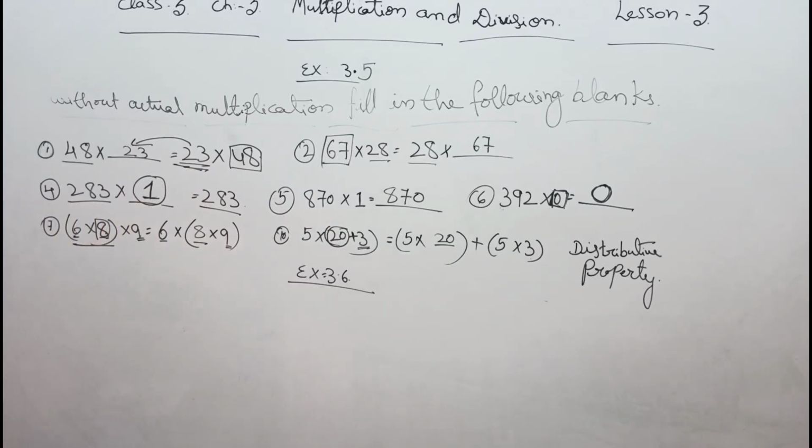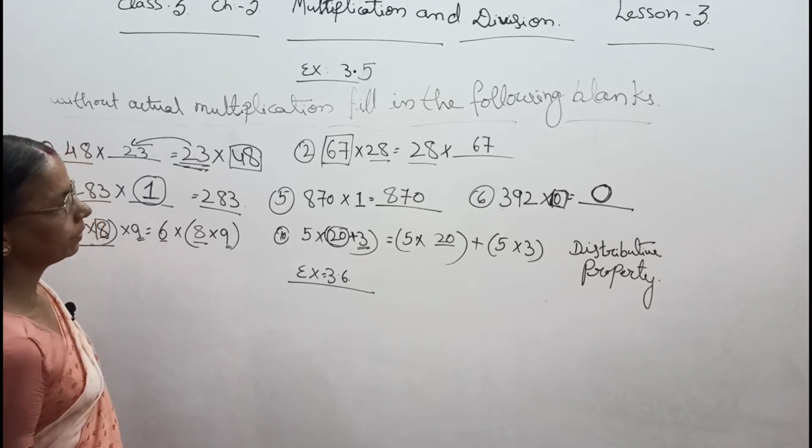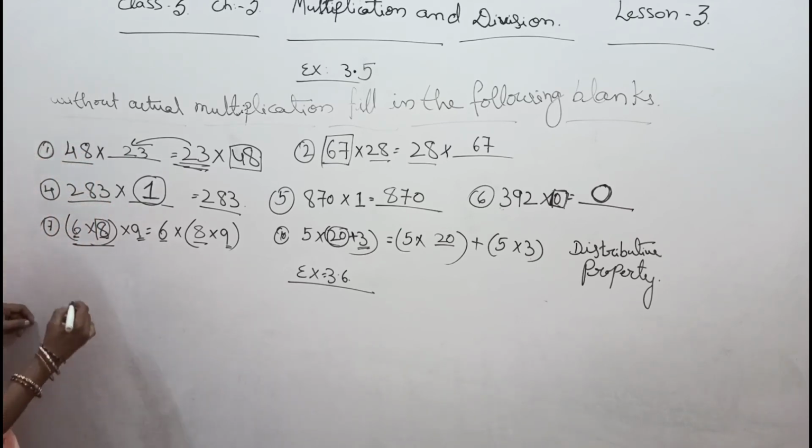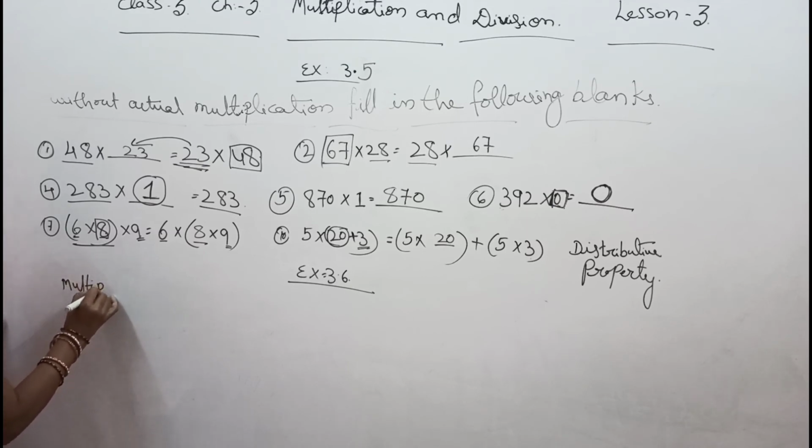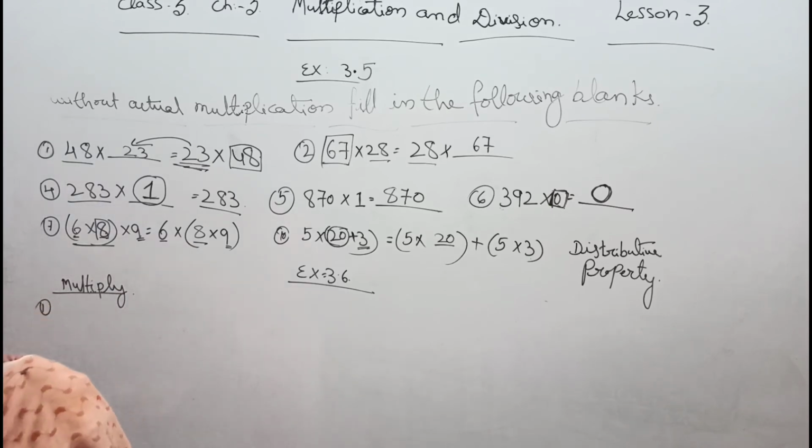Multiply. Up to this we have multiplied the numbers with 1 digit, that is 1 to 10. Now we are going to multiply by 2-digit numbers. First question, 95 into 53.